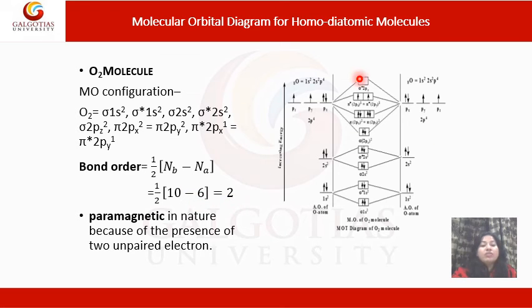The electronic configuration is sigma 1s2 sigma star 1s2 sigma 2s2 sigma star 2s2 sigma 2pz2 pi 2px2 equals pi 2py2 pi star 2px1 equals pi star 2py1. The magnetic behavior is paramagnetic in nature because of the presence of two unpaired electrons.